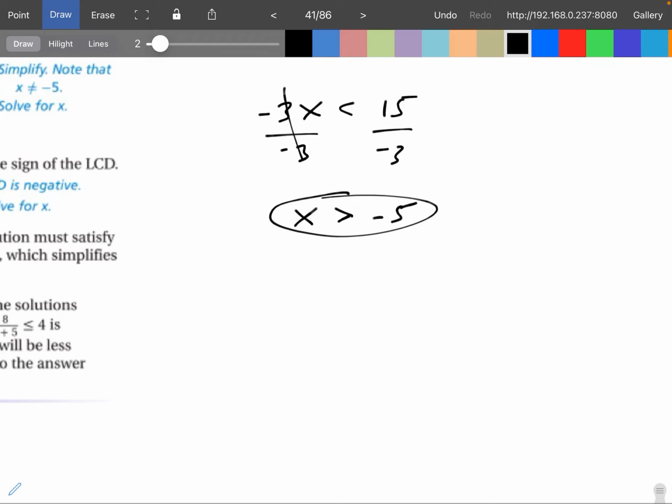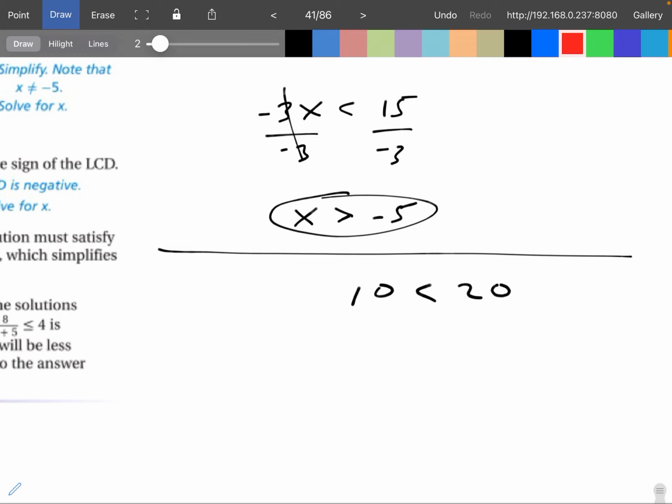Now, did anybody ever show you why you do that, why you flip it? Does anybody know why you flip that thing? I'm sure they showed you to flip it, but I don't know if they ever told you why. So let me show you really quick. Let's say I wrote something like 10 is less than 20. Is that true? Yeah. So 10 is definitely less than 20.